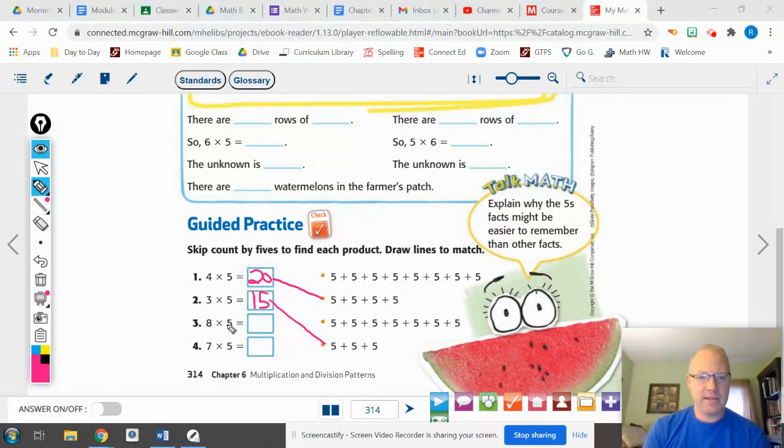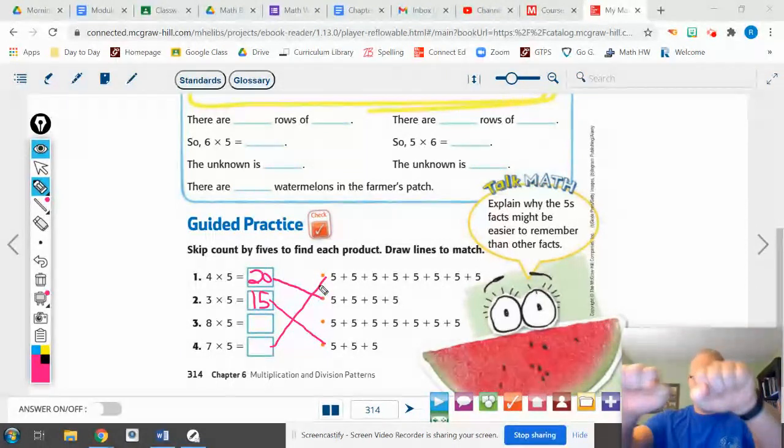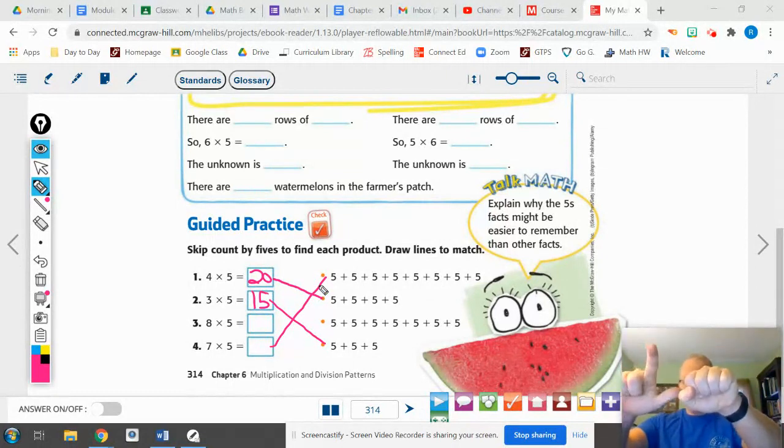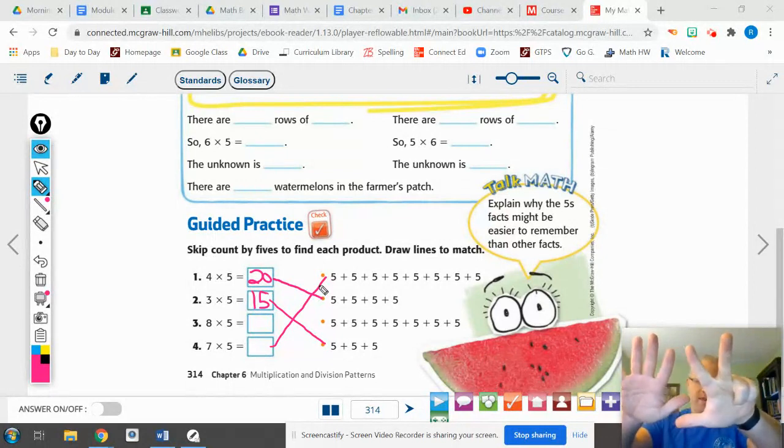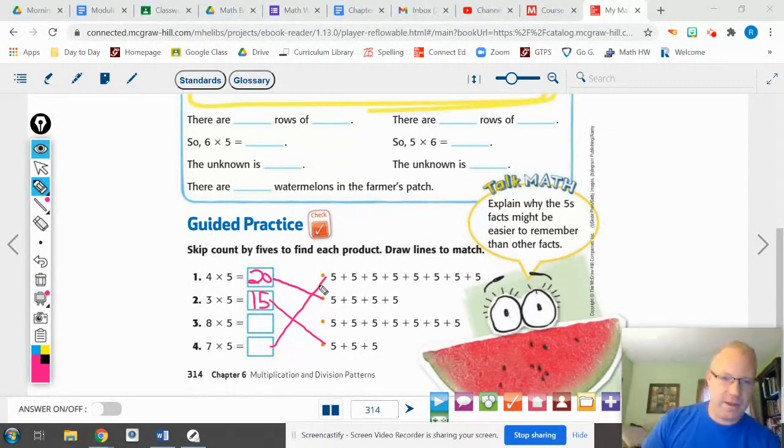Next, 8 times 5 is 8 5's. 1, 2, 3, 4, 5, 6, 7, 8. 8 5's. Draw the line to match and then count. 5, 10, 15, 20, 25, 30, 35, 40. So 8 times 5 is 40. So we have 40 in that box.